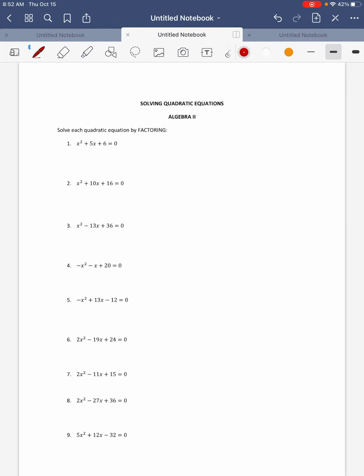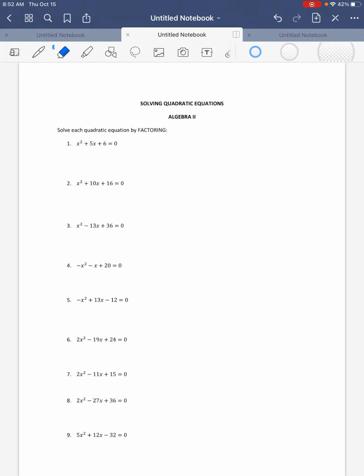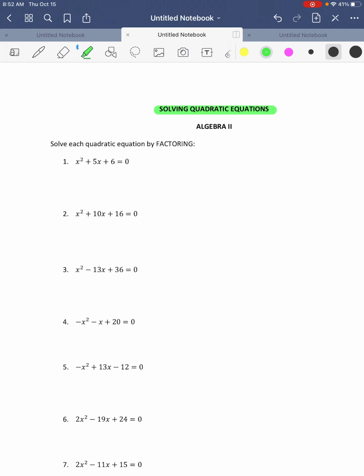Hi guys, so today's lesson will be about solving quadratic equations by factoring. In this lesson we will have different quadratic equations, and remember that we know we're dealing with quadratic equations because they are in the form ax squared plus bx plus c. Now what we're going to be doing different is that we're going to have an equation.